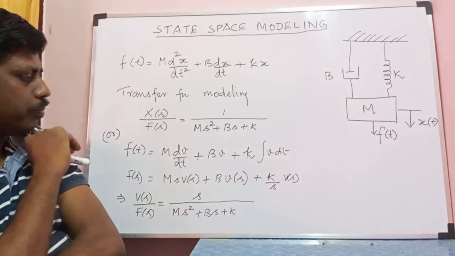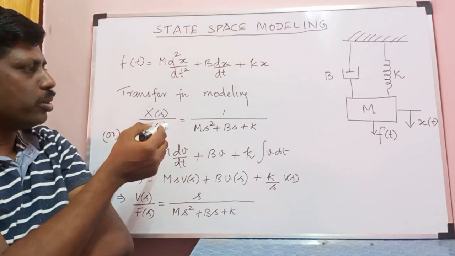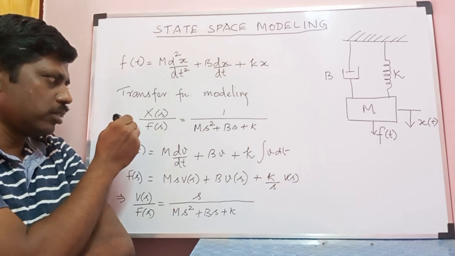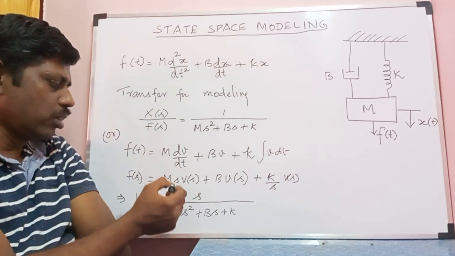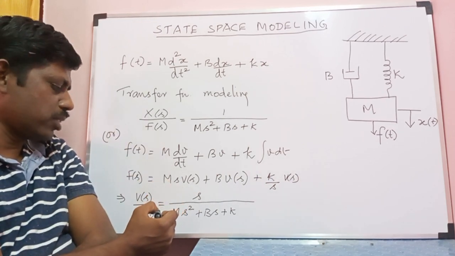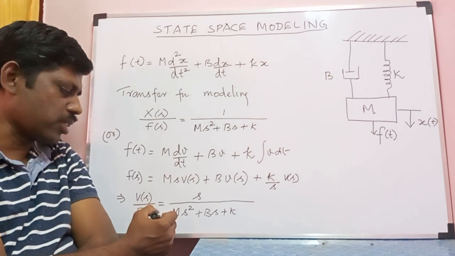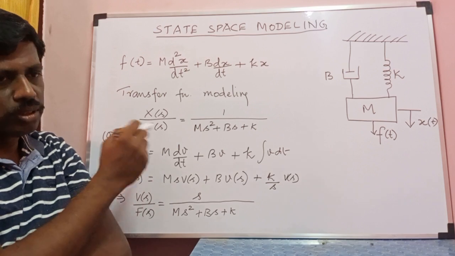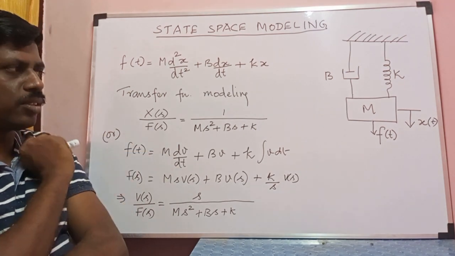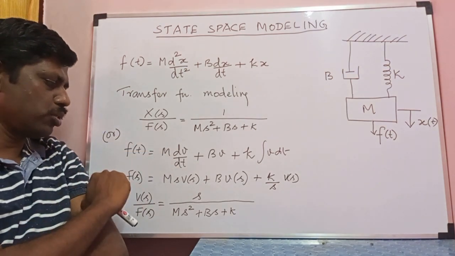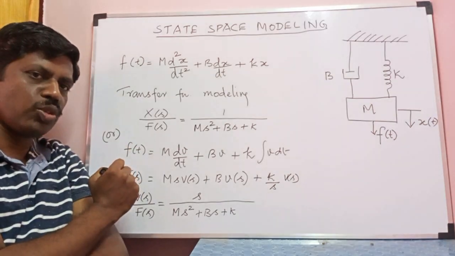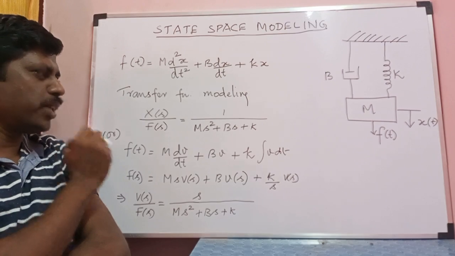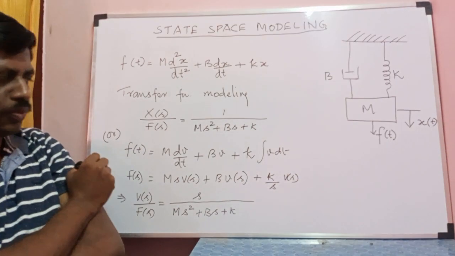That's okay. So anyhow, if I want to study the displacement, I have to take this transfer function model. Or if I want to study the velocity, I have to take this transfer function model. What if I want to have these two variables in a single equation? Whether that is possible in the transfer function model, it is not possible. This is one of the main drawbacks of the transfer function model.